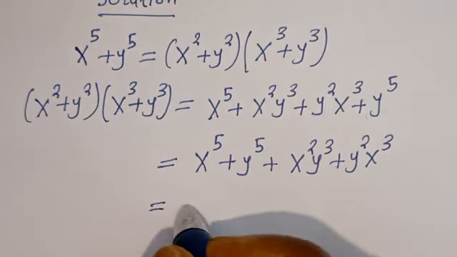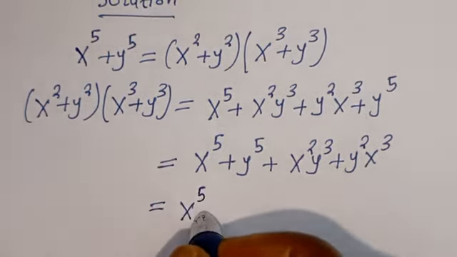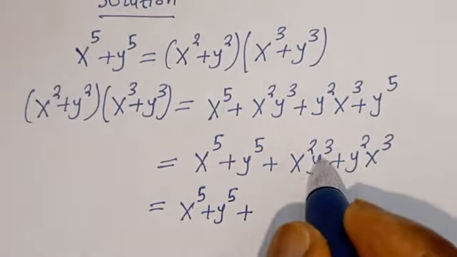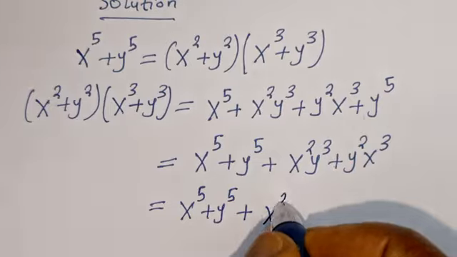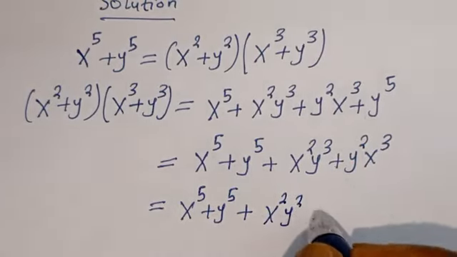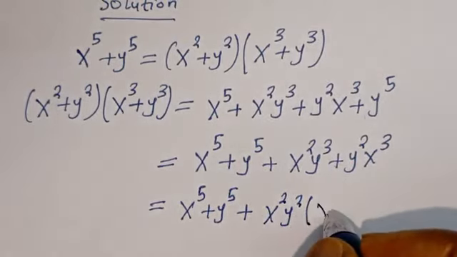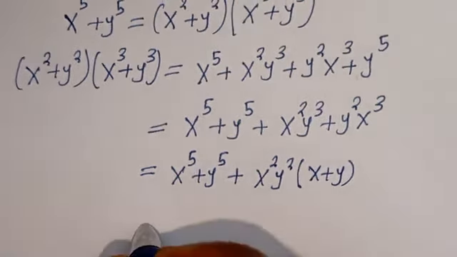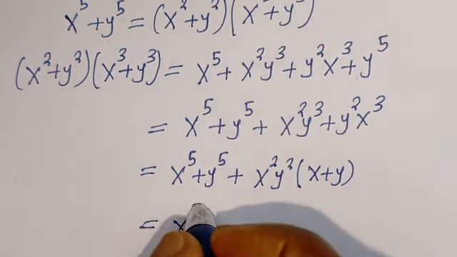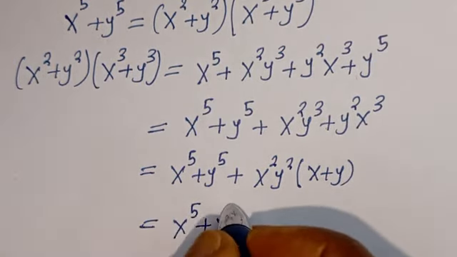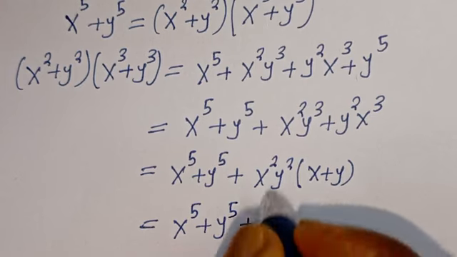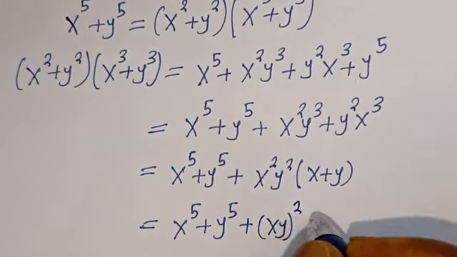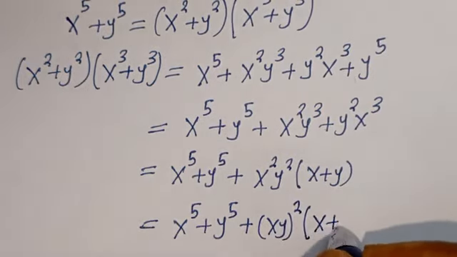Then equal to x to the power of 5 plus y to the power of 5 plus, here we have x square y square is common, bracket x plus y. Then this is equal to x to the power of 5 plus y to the power of 5 plus, this can be written as xy all square multiplied by x plus y.